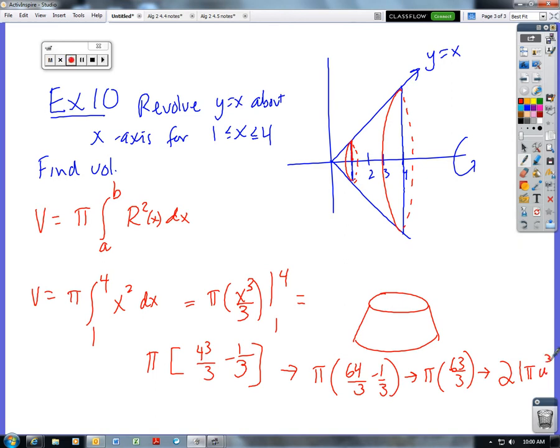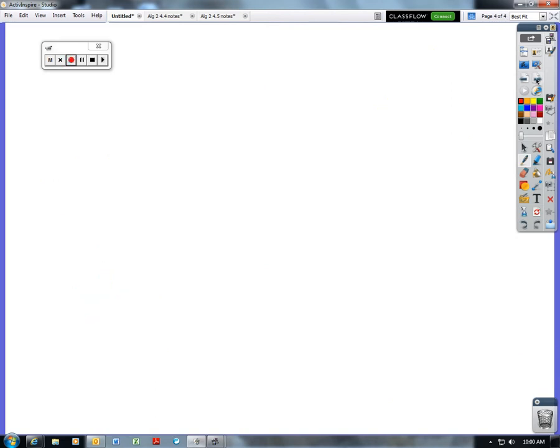Whether they gave units or not, I'm not sure. I'd have to look. Okay, so that's pretty straightforward. Let's do the next one. Example 10? Or was it 10? I don't think it's 10, it's 11, silly. Example 11.